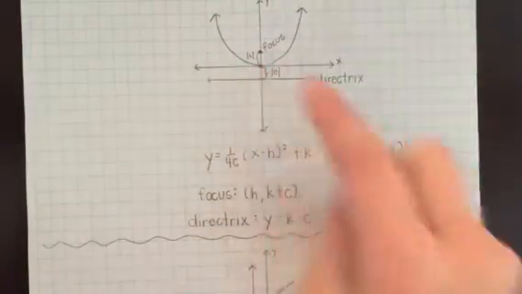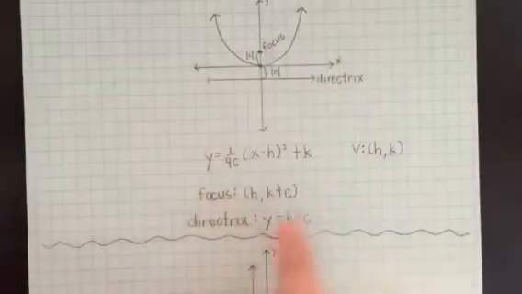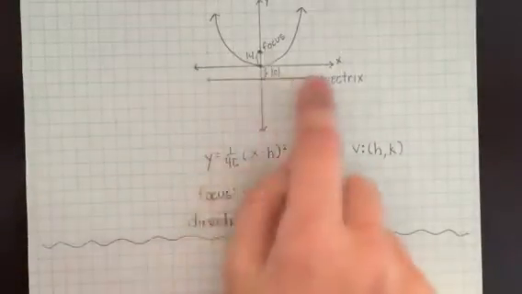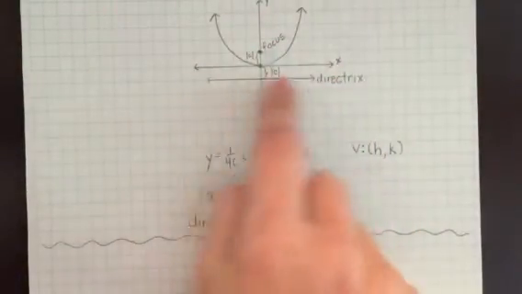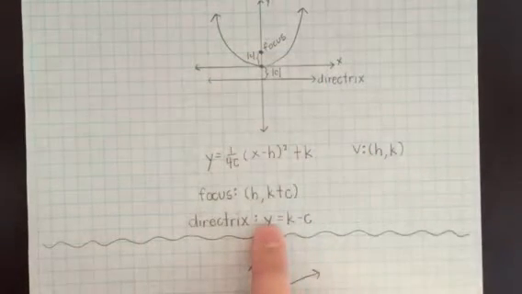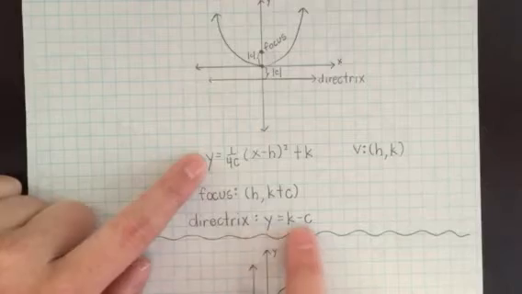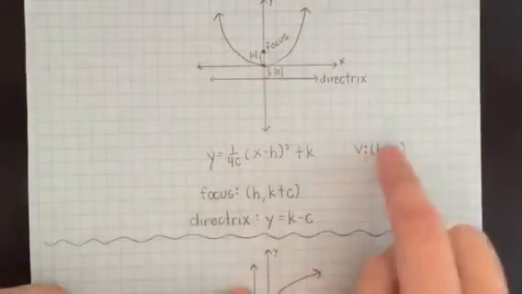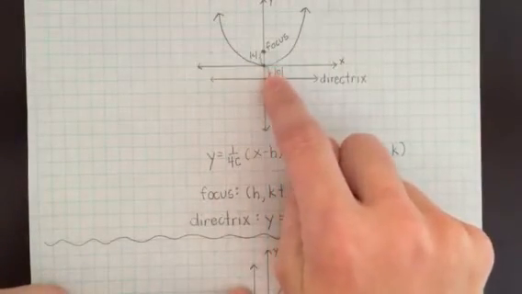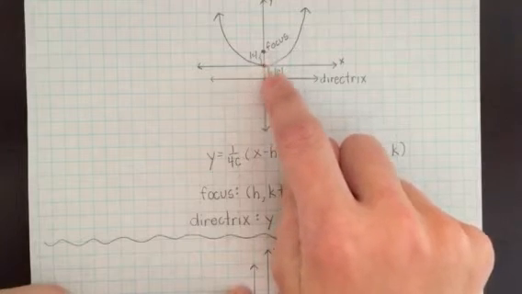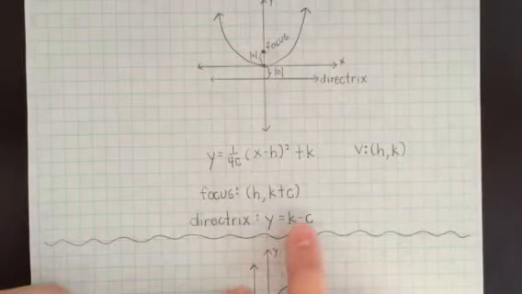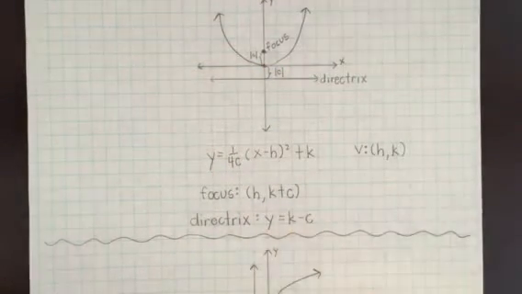Likewise, the directrix is a line, so it's written a little bit different. It's always for upward or downward going to be a horizontal line, so it'll always have y equals. That'll help you remember it there. It's always going to be the y value of the vertex minus C, minus the distance. Okay, so K minus C will be the formula.